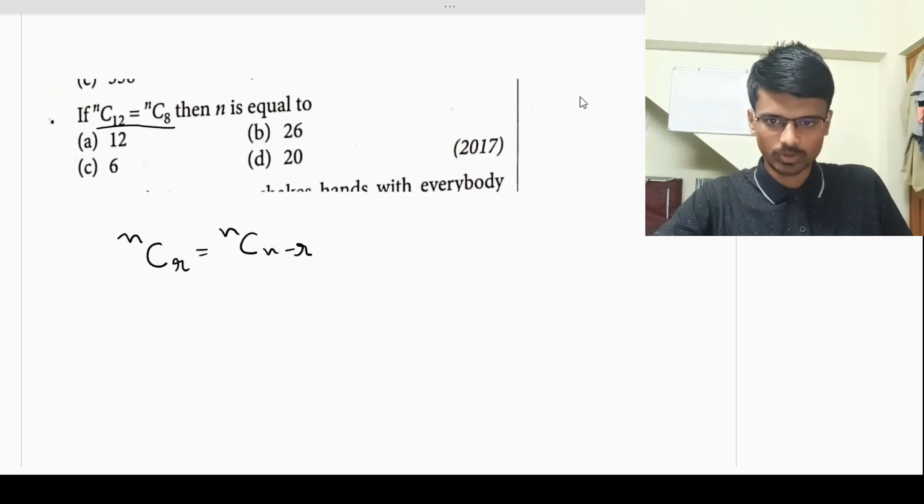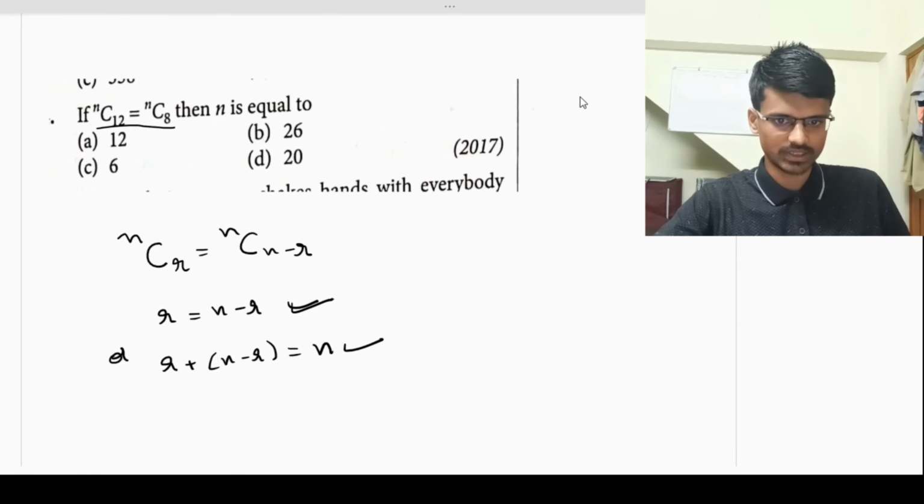Here there are two possibilities. Either r is equal to n minus r. This is one possibility, or r plus n minus r is equal to n. So this condition I cannot apply because 12 is not equal to 8.